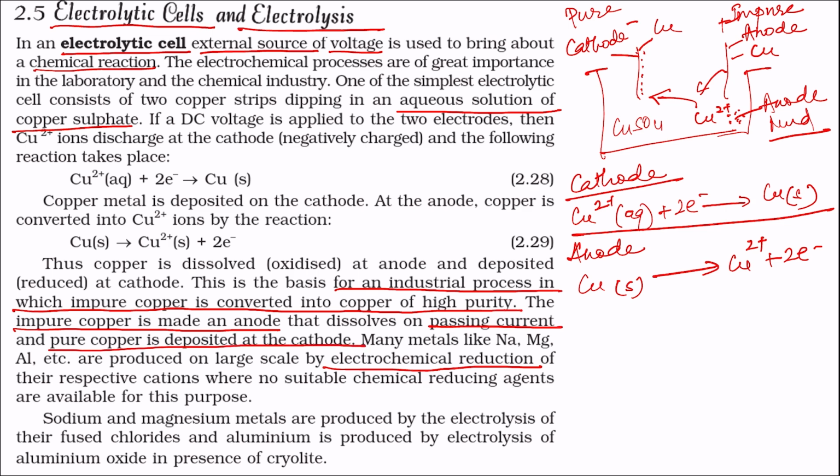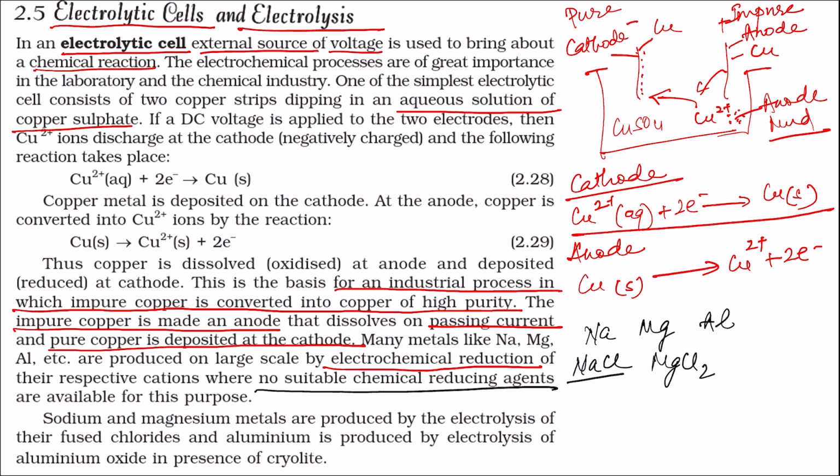Many metals like sodium, magnesium and aluminium are produced on a large scale by electrochemical reduction of their respective cations. When no chemical reducing agents are available for the process, electrochemical reduction is carried out. For example, sodium and magnesium metals are obtained by the electrolysis of their fused chlorides, for example sodium chloride and magnesium chloride. Fused chloride means chlorides taken in the molten state.